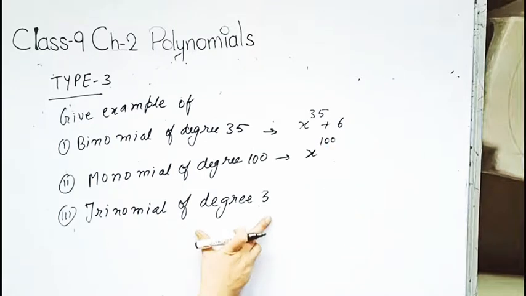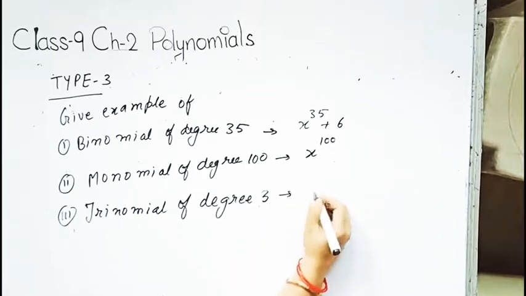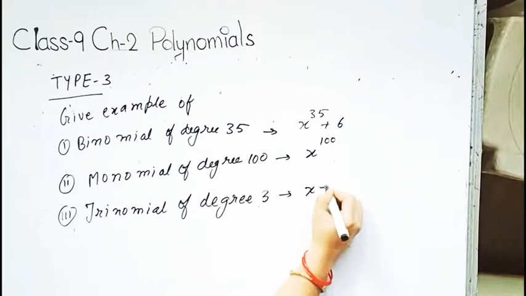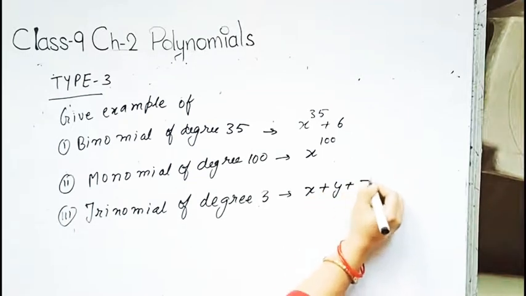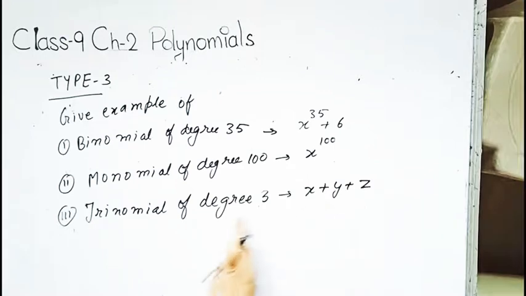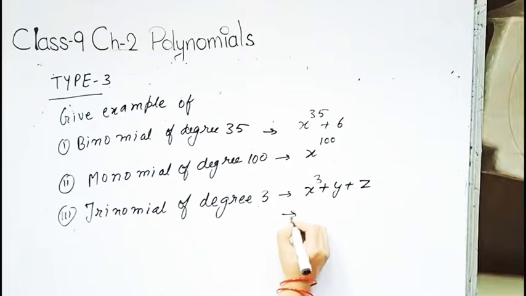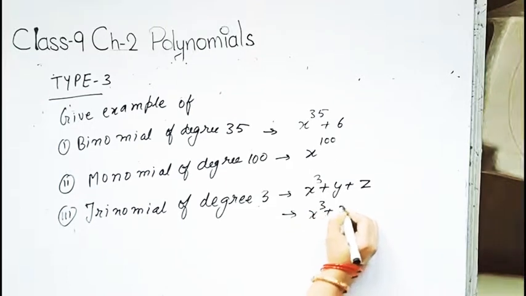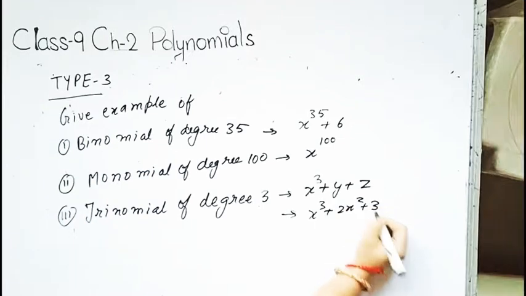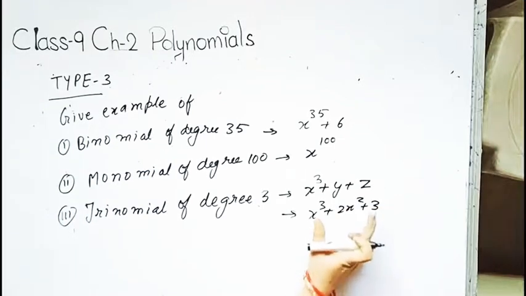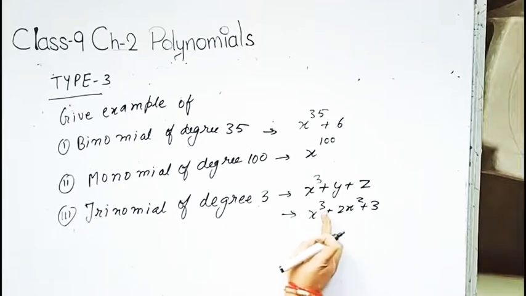A trinomial of degree 3. So we will be writing three terms. So x plus y plus z. Now over here it is a trinomial, but it is asking that the power should be 3. So another example you can write as x cube plus 2x square plus 3. Means any polynomial you give, but the highest power of the variable involved should be equal to 3.